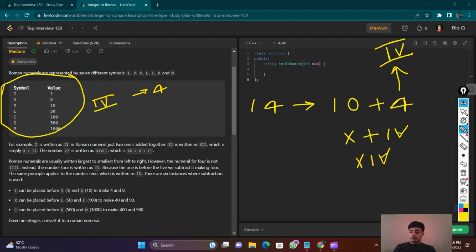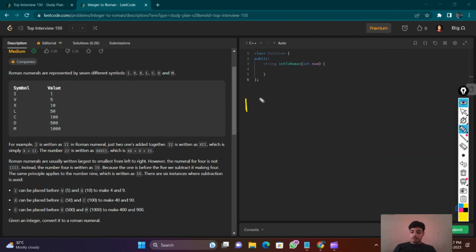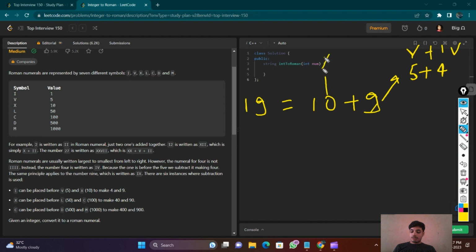Now let's take another example, which is 19. For this also, the maximum you can take from this table is 10. So you write X. Now you are left with 9. 9 can be distributed as 5 plus 4. As you have already stored 4 in the table, you can write V plus IV. But if you write this, with X you will get XVIV, which is not a correct representation for 19. The correct representation for 19, as you know, is XIX.